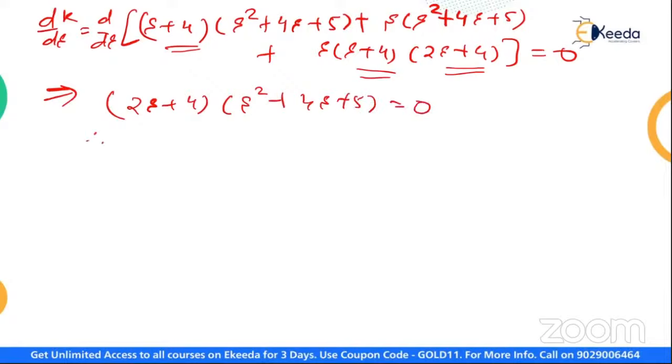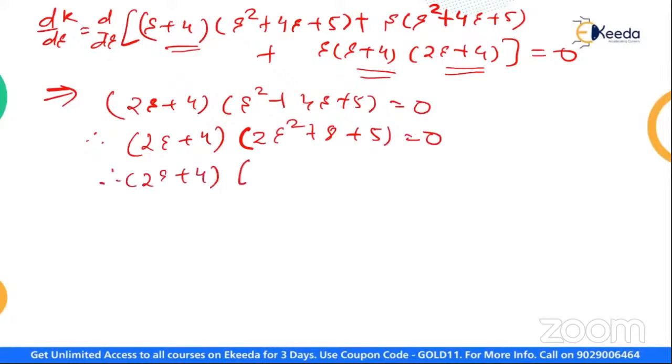Therefore, what you have now is 2s plus 4 into 2s squared plus 8s plus 5 equal to 0. Now, see here, what are the roots of this equation? If you put them in a calculator, you'll find the two roots to be 0.775 and 3.225. So 2s plus 4 into s plus 0.775 and s plus 3.225, which is equal to 0.